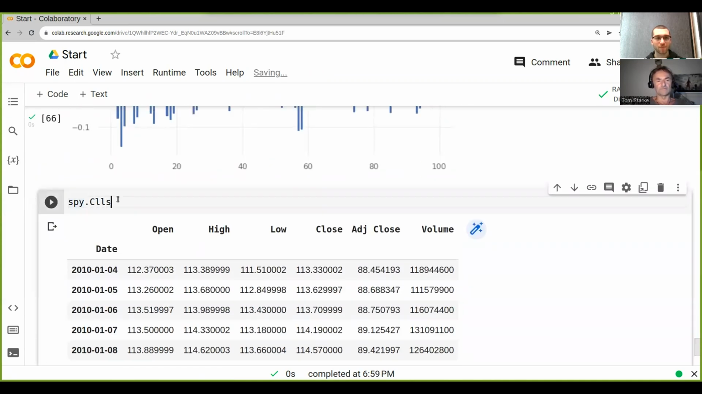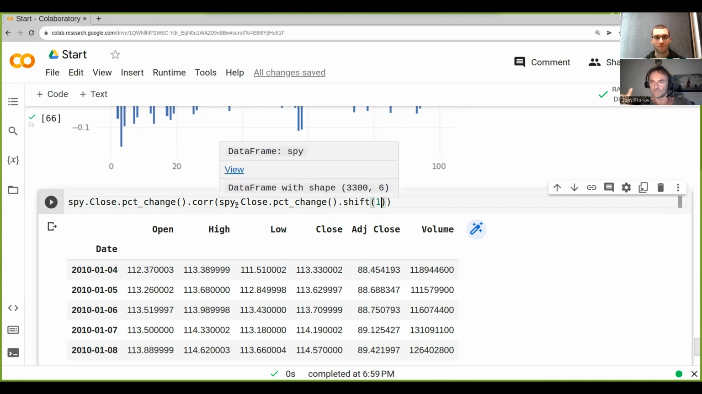So let's just take the close values and then take the percentage change. We can do SPY close percentage change. And then we can do this with corr. Yeah, so that correlates. And then we can shift this. If we shift it by one, you remember that shift? It actually looks at the previous series. So with minus one, we get the future value over the current value. So this is basically shifting it backwards, depends how you want to do it.